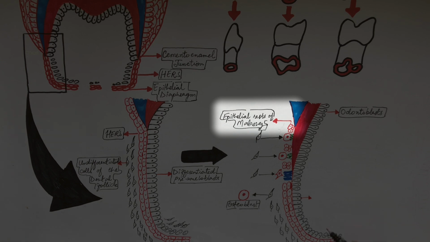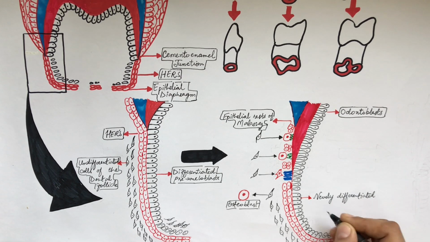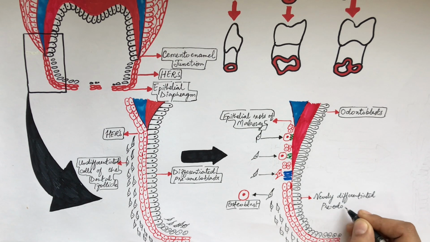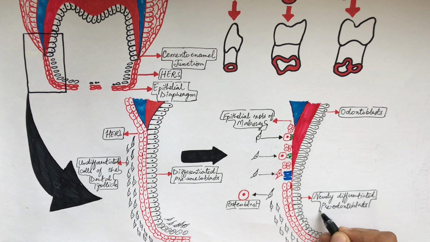After the degeneration of the root sheath, some of its cells are retained in the periodontal ligament. These cells are called epithelial rests of Malassez. As the epithelial root sheath grows further beyond its regenerated zone, it causes the differentiation of the nearby dental papilla cells into pre-odontoblasts, and the process is repeated in the same manner.